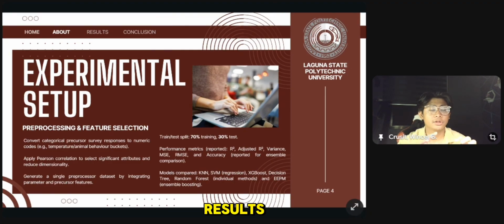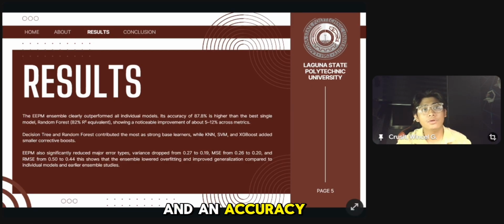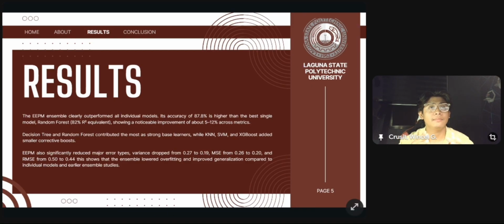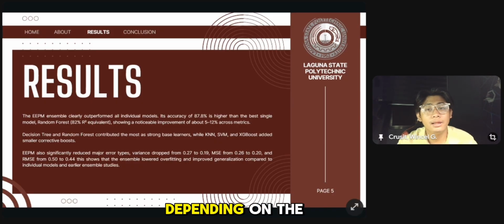Now, for the results, which are the highlight of this study. The EEPM ensemble achieved an R squared of 0.82 and an accuracy of 87.8%, making it the best performing model. The best single model, the random forest, had an R squared of only 0.82. So the ensemble improved performance by around 5% and so on, depending on the metric.